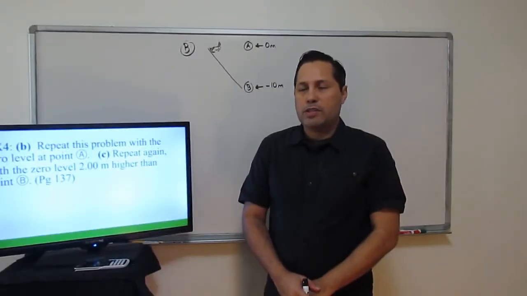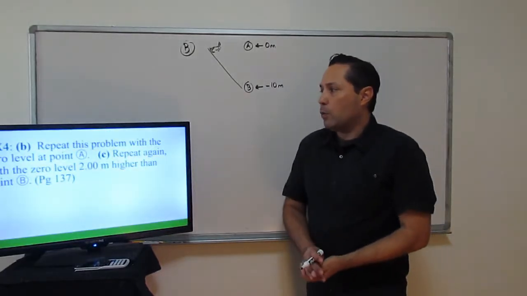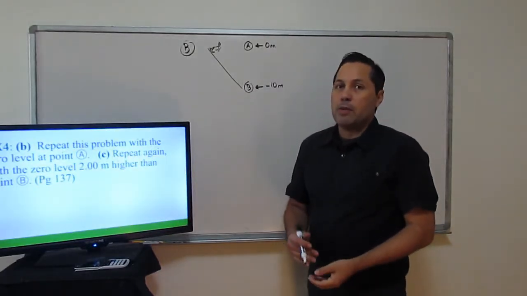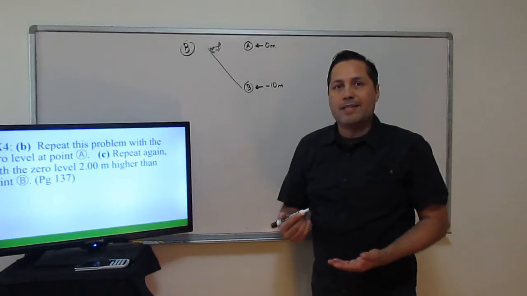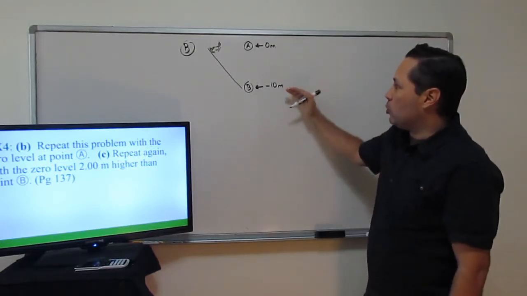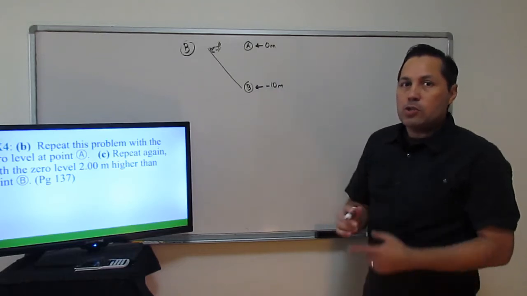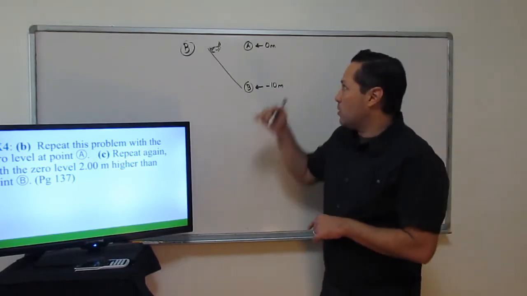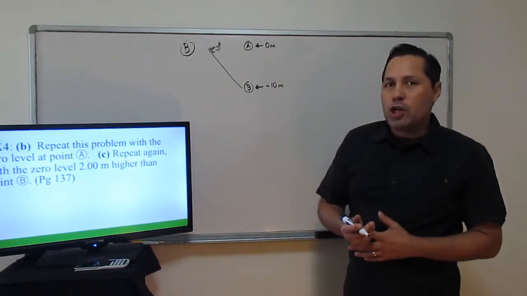In part B of example 4, they ask us the following. Repeat this problem again, but this time the 0 reference point is at A. So therefore B is 10 meters below the 0, so we're going to label it as negative 10. They want us to find the gravitational potential energy at A, at B, and the change in potential energy as well.